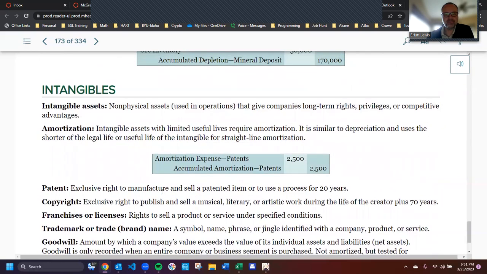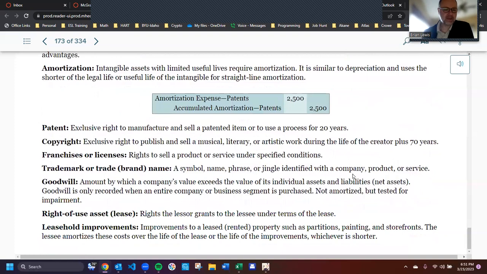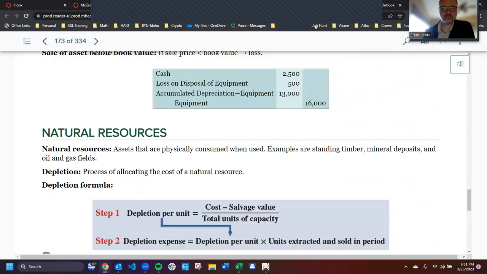Okay. All right. And this is the journal entry for that. Very similar to depreciation, but instead of depreciation, it's amortization expense and accumulated amortization. All right. So hopefully that'll help out in preparation for this upcoming exam.